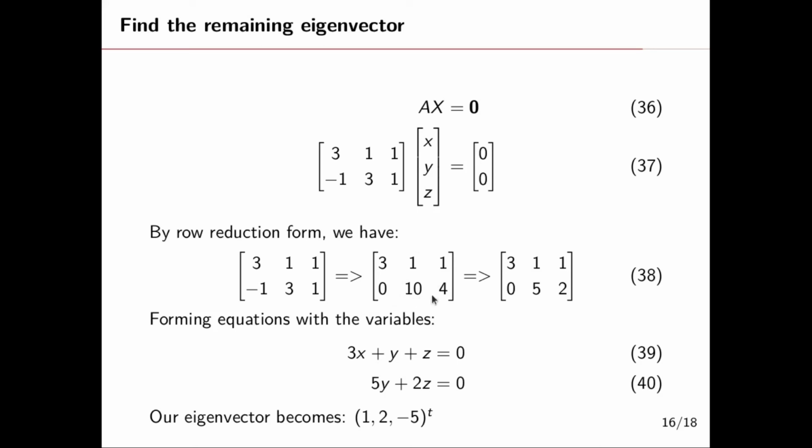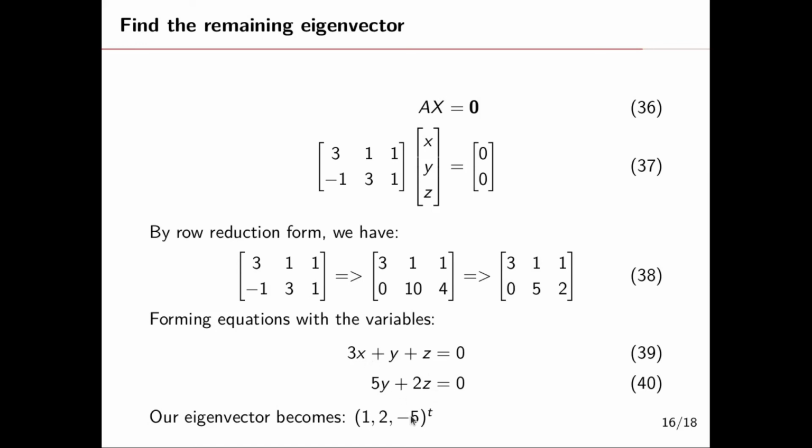We also, from here, divide the second row by 2, and we arrive at this very matrix here. So then we still go ahead and form an equation from here, and we obtain this equation. So from here we consider the case where our z is going to be negative 5. So if z is negative 5, then our y is going to be equal to what? 2.